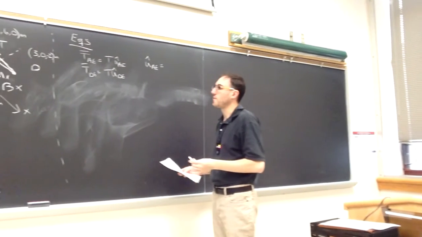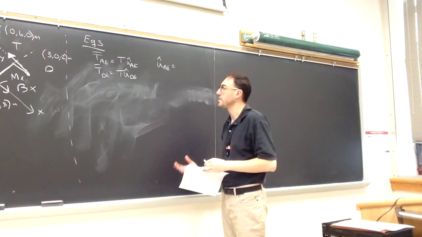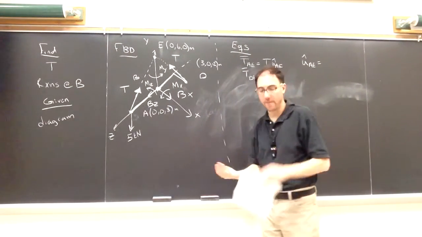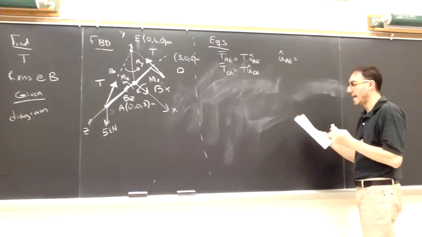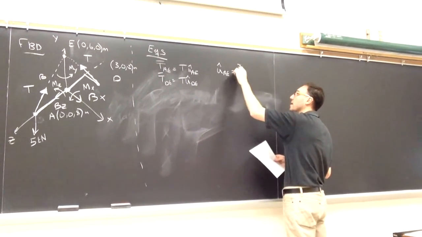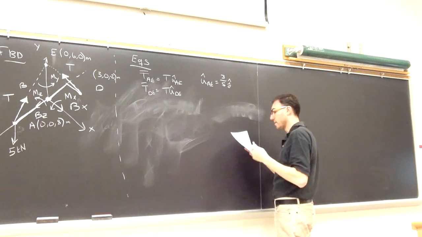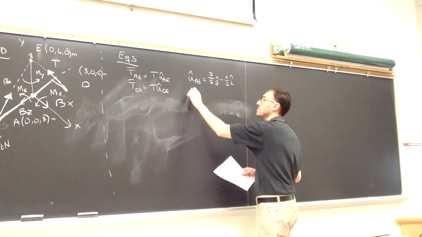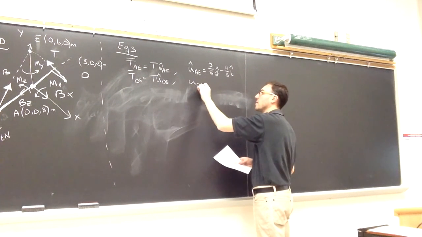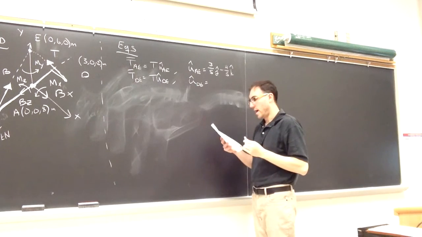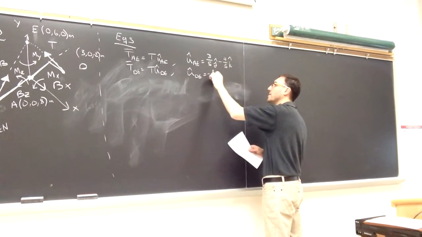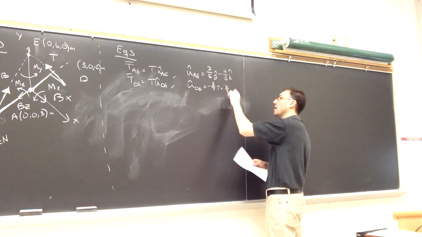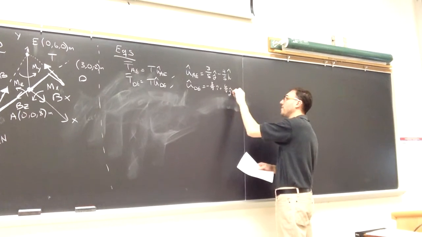The unit vector that points from A to E, I won't go through all the details. We've seen this enough. Take the coordinates of E minus the coordinates of A and divide by the magnitude. And we get that U hat AE is 3/5 J minus 4/5 K. And for DE, we'll get negative 3/7 I plus 6/7 J plus 2/7 K.